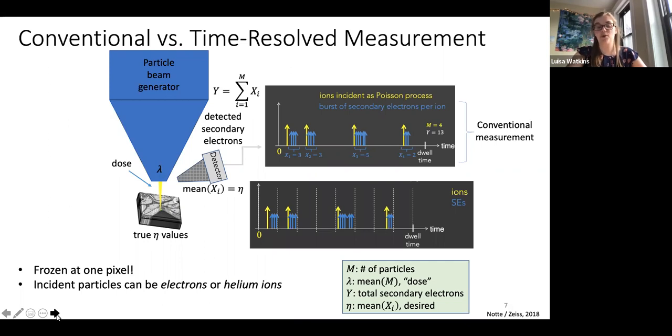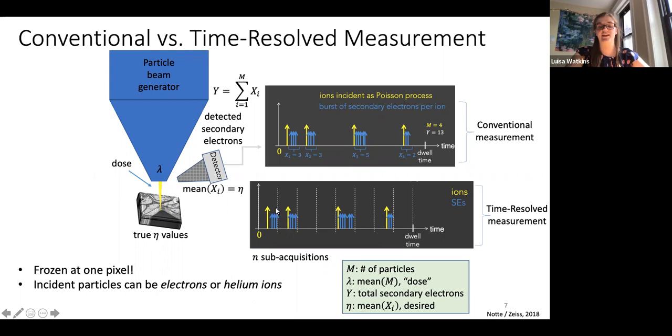Now, contrary to that, there's a more recently introduced way of measuring that's called time-resolved measurement. And the way this works is we still have the same scenario. We have the same number of ions and bursts of secondary electrons per ion. But the idea here is that we have n number of subacquisitions. If we're able to break up the dwell time into n different sections, we can have a better idea of how many ions, or in general particles, there are that are coming out of the beam generator.